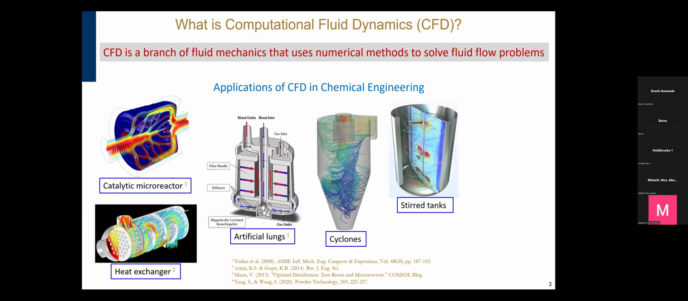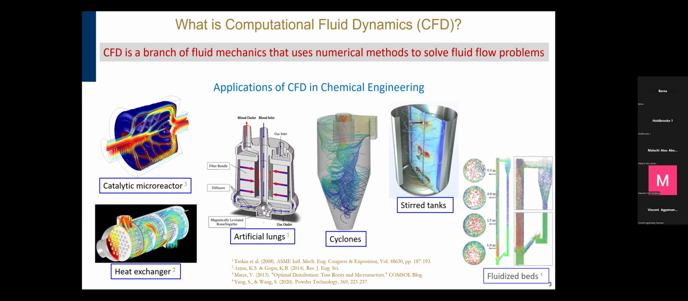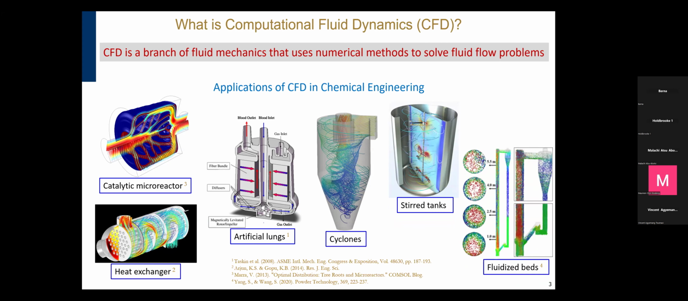Other examples are stirred tanks, where you have impellers. You want to look at what are the optimal positions. Do you need baffles in there? How many impellers do you need to improve the mixing in stirred tanks? So you can leverage CFD to optimize some of these applications as well. And then very conventional fluidized bed reactors, which are used in catalytic cracking as well. So CFD has many applications, and by no means is this list exhaustive.